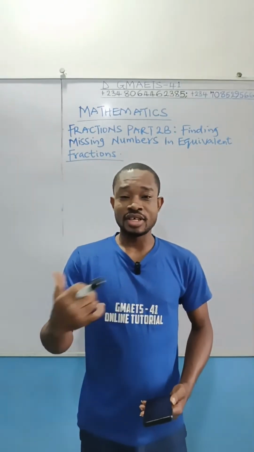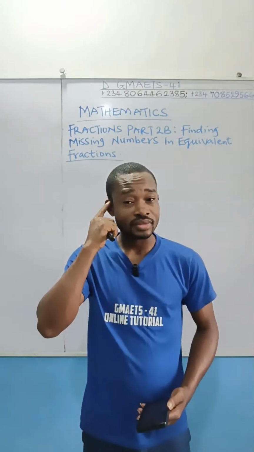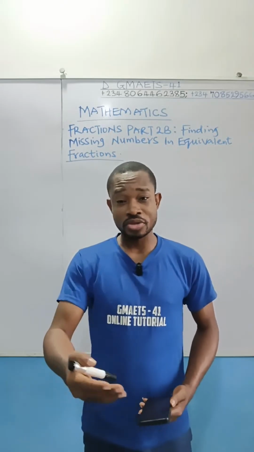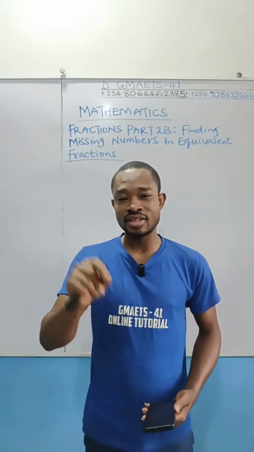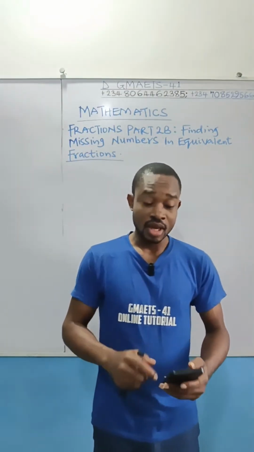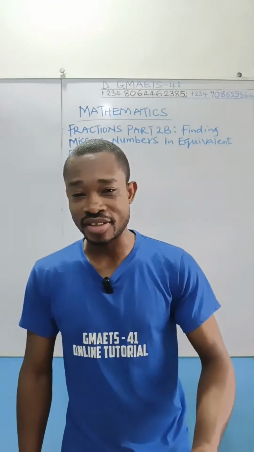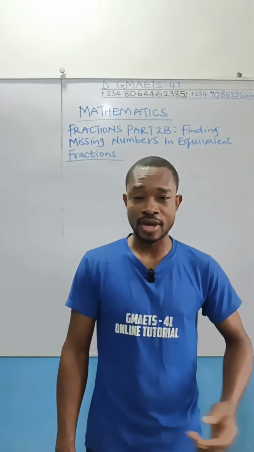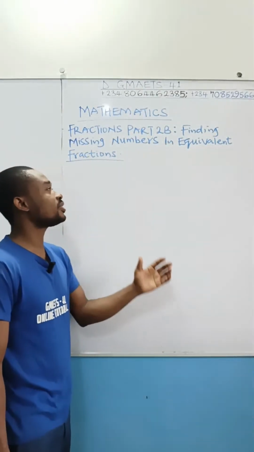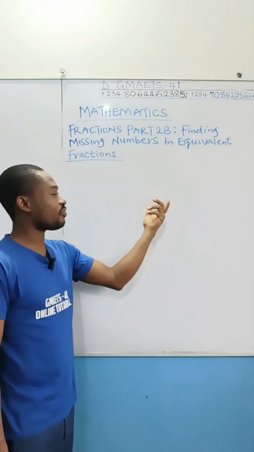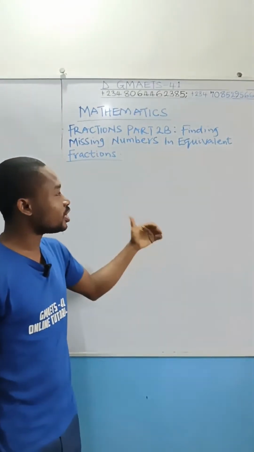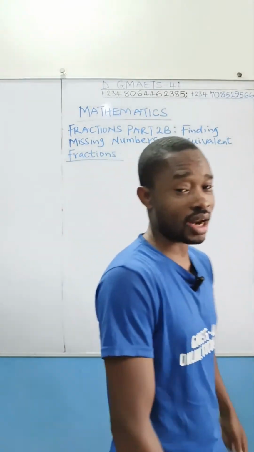You remember that yesterday in our maths class, I taught you how you can get equivalent fractions. We defined what equivalent fractions are, and I explained to you how you can easily get fractions that are equivalent. Very simple, okay? So we are going to see a situation today where I give you equivalent fractions, but there are some numbers missing in it. How can you obtain those missing numbers? That is the focus of our class today.